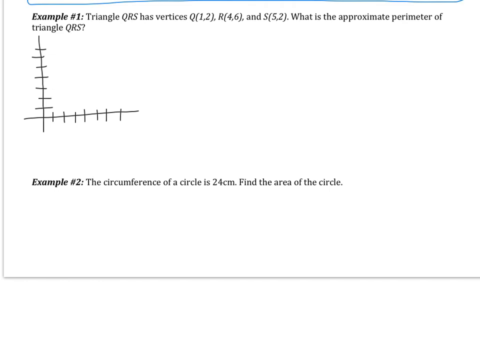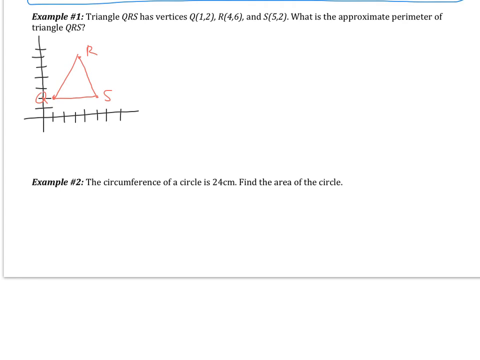Okay, so Q is at 1, 2. R is at 4, 6. And S is at 5, 2. Okay, so we're asked to find the approximate perimeter. Now to calculate the perimeter of a figure, we just add up the sides. The issue here is we don't know any of the sides. All we have is this graph. So I need to think, how am I going to find each of those sides?